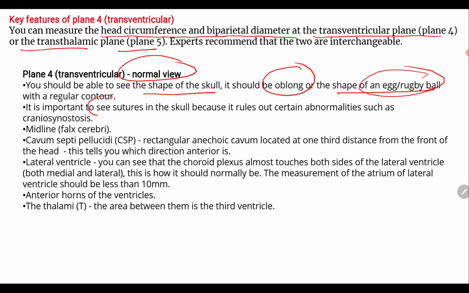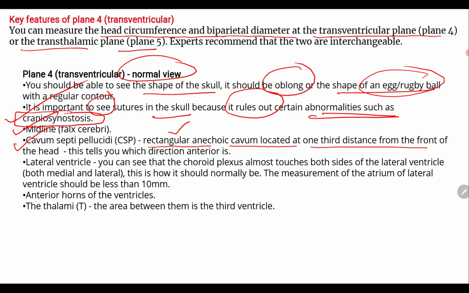It is important to see all the sutures in the skull, because it rules out certain abnormalities such as craniosynostosis. If you don't get any suture line, or there are only a few suture lines, then it is called craniosynostosis. There will be a midline falx cerebri, and there will be a cavum septum pellucidum. That is the rectangular anechoic cavum located at one-third distance from the front of the head.